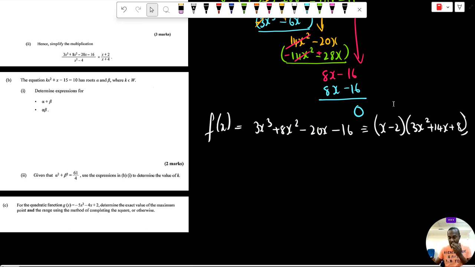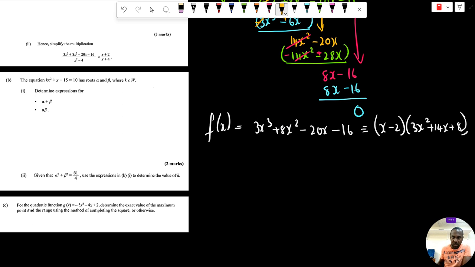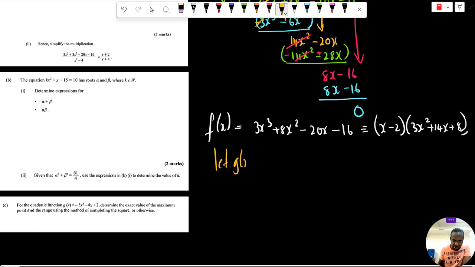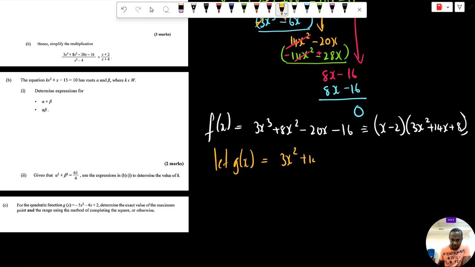Has it been factorized completely? We're not sure, so we have to check. So let's now focus on the quadratic. So we can basically say, for instance, let g of x be equal to 3x squared plus 14x plus 8.